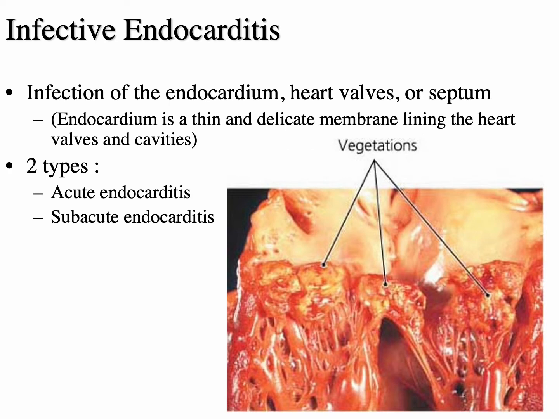So that would lead us into infective endocarditis. This basically refers to infection of the endocardium, heart valves, or septum. The endocardium is a thin and delicate membrane lining the heart valves and the heart cavity, so it is that membrane that gets infected. There are two types of infective endocarditis, acute and subacute. The picture here shows heart valves that have been infected.